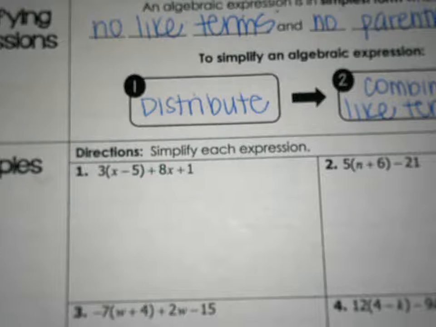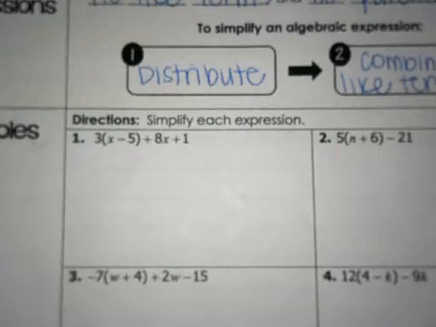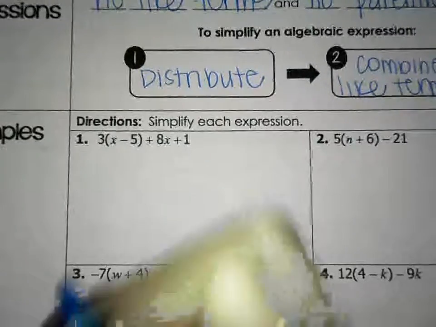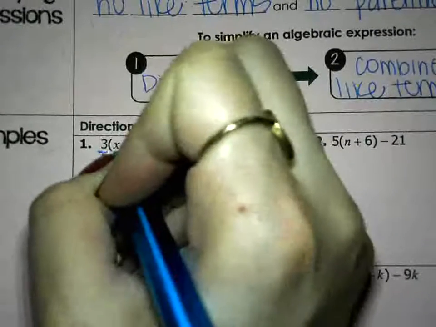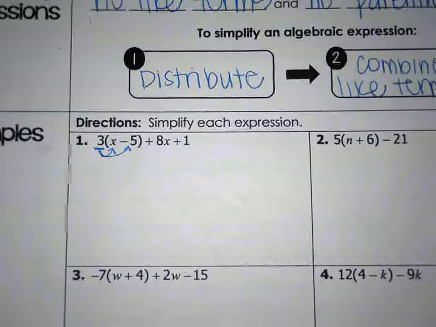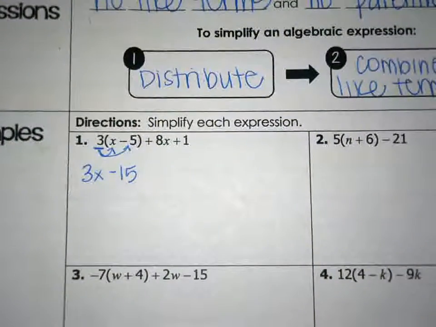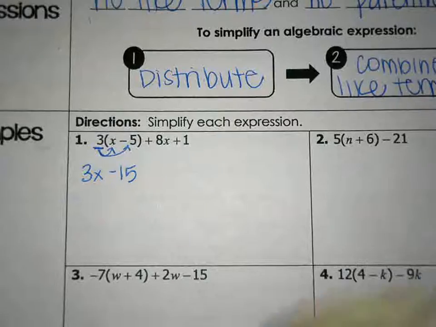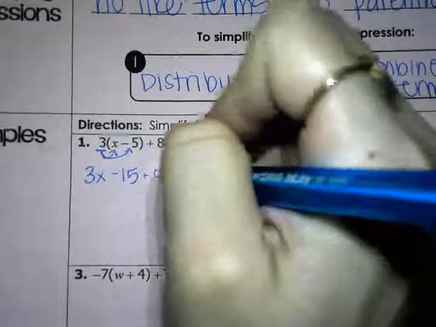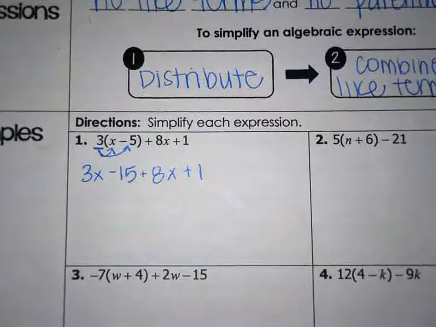So what do we say the first thing we must do is? Distribute. What am I distributing? 3 times x minus 5. So I'm going to distribute that 3 to the x and the 5. What's that going to give me, everyone? 3x minus 15. Then just like with order of operations, bring everything down with it. Bring down the plus 8x, bring down the plus 1.